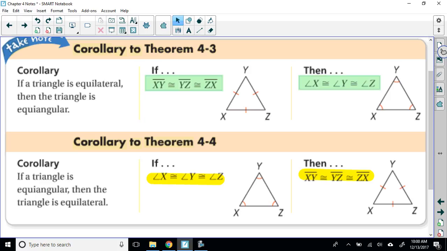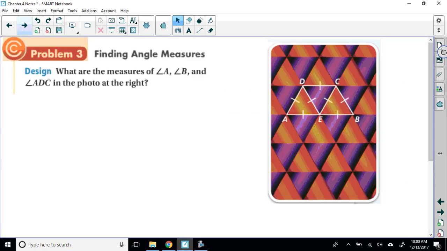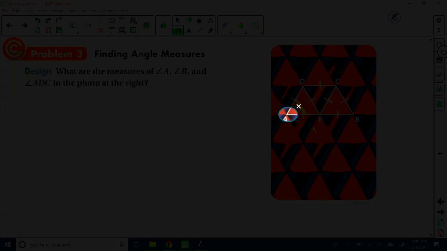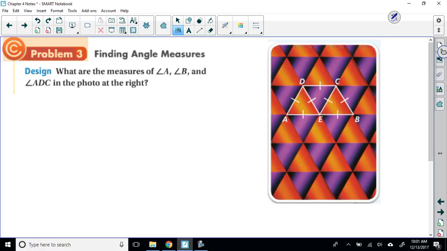All right. Moving right along then. Problem 3. Kind of difficult to see on the paper. I was working this one out earlier. They want to know the measures of angle A and B, which, if you look at them, angles A and B, so A's down there, B's over there, those are in the same relative spot. They're going to have the same measure.